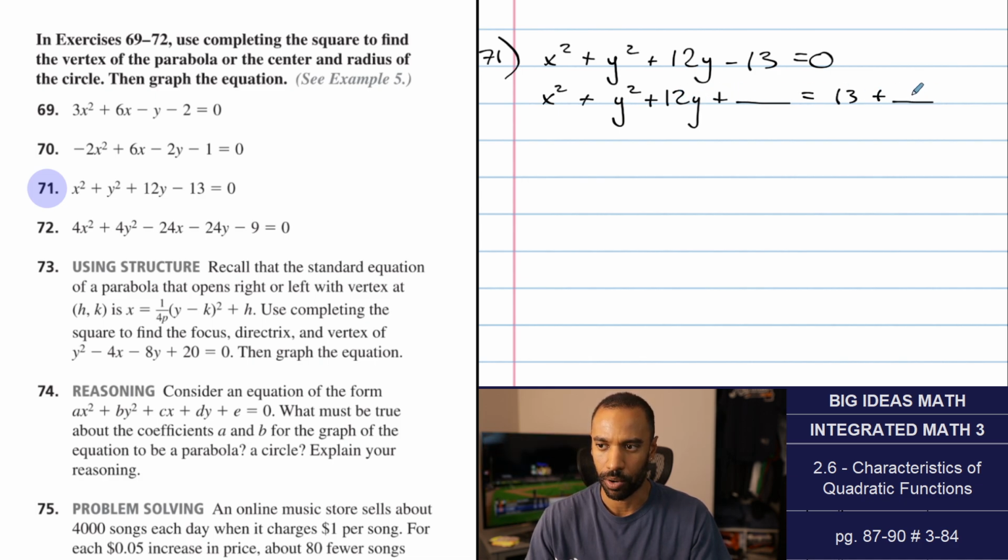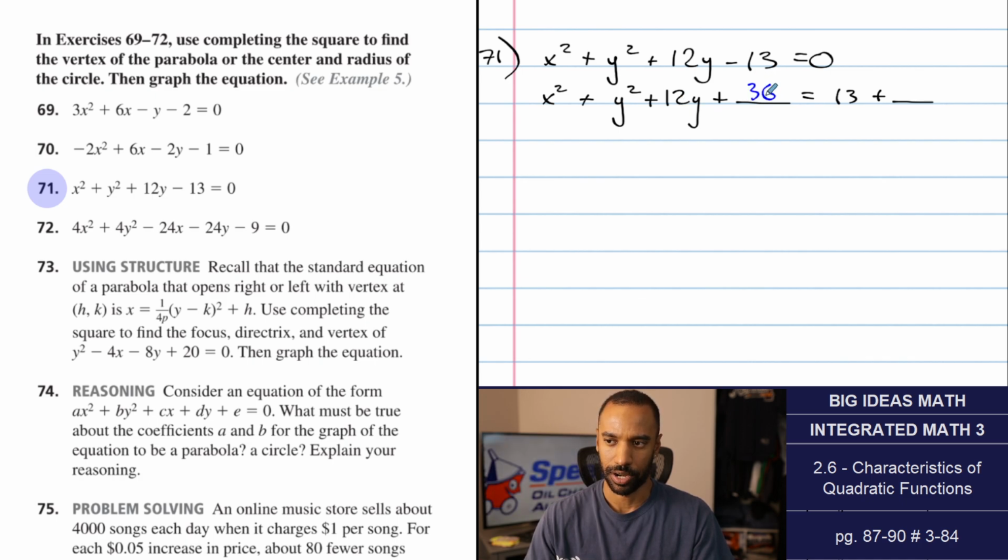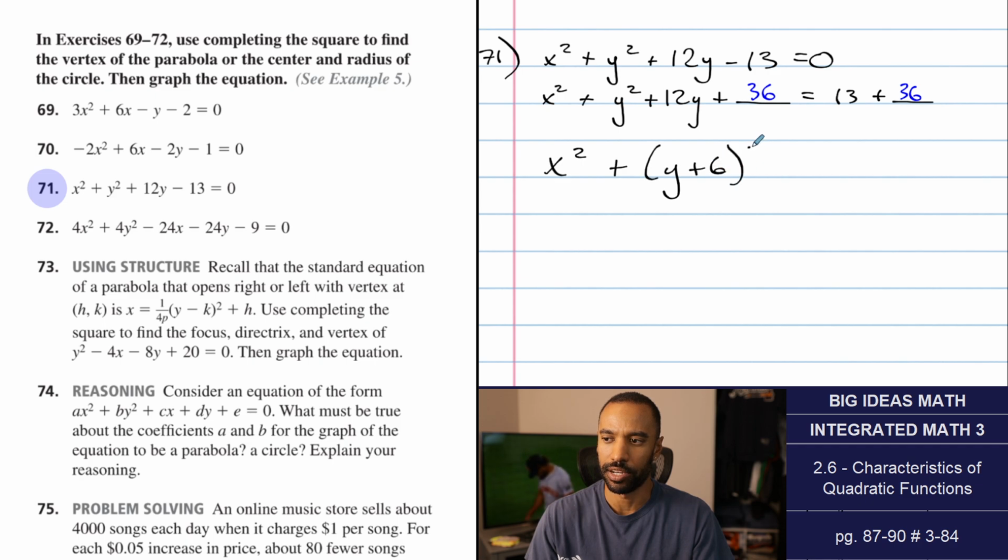And whatever I complete the square with here, I'm going to add over here. 12 divided by 2 is 6. 6 squared is 36, so that completes the square. So 36 gets added over here. X squared stands on its own. This factors to y plus 6 quantity squared. And 13 plus 36 is 49.